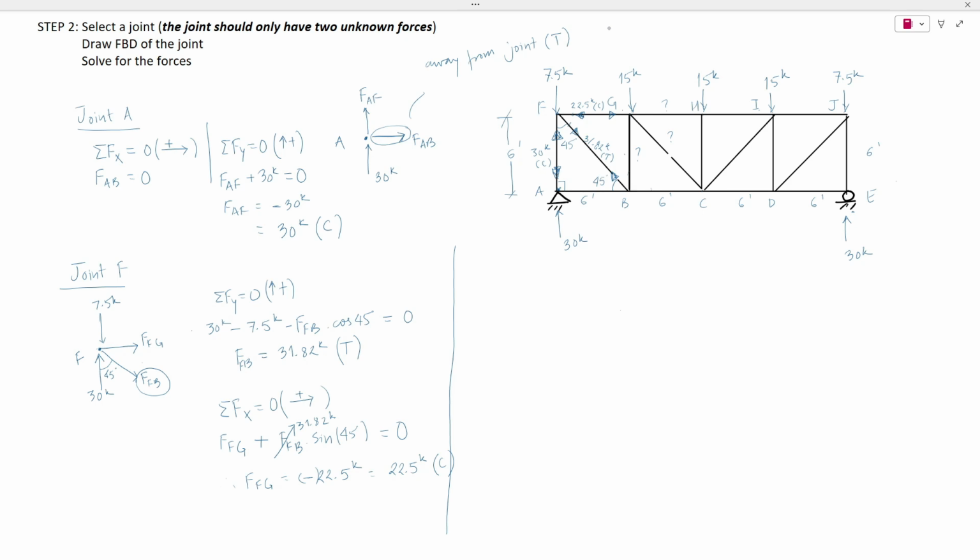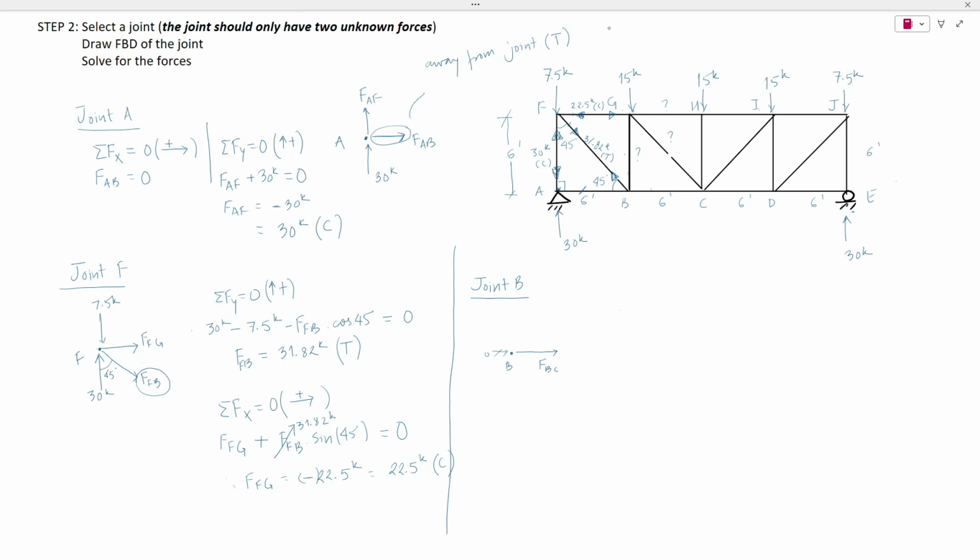Now moving on, let's look at joint B now. We know that FAB is a zero force member. We calculated the member force FB, right? So the only unknown forces are member FBG and then BC. So let's look at joint B. Draw the free body diagram. FAB is 0. And we have considered FBC to be tension.